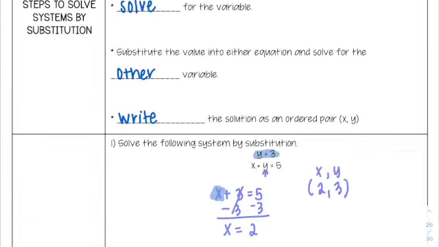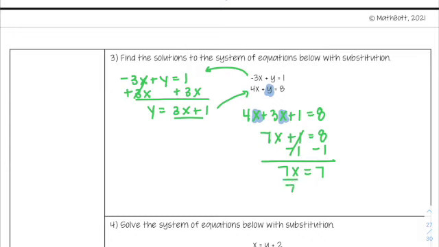So we have 4x plus, we're going to take that expression, 3x plus 1 equals 8. Now we have to just combine our like terms, solve for x. We'll get 7x plus 1 equals 8. I'm going to subtract 1 from both sides. 7x equals 7, and our x value will be 1.